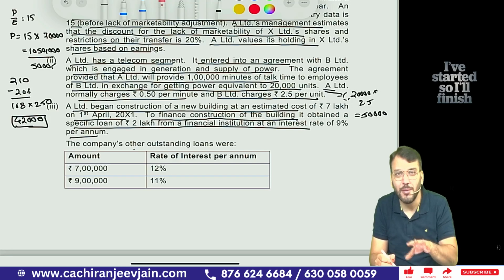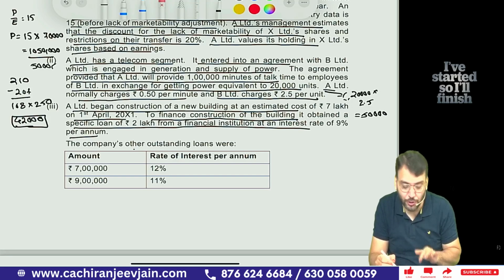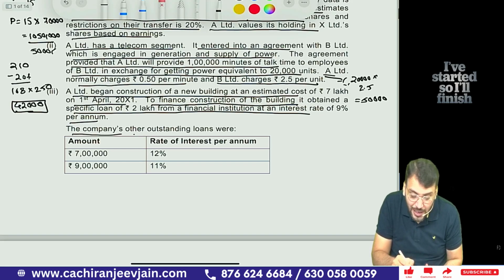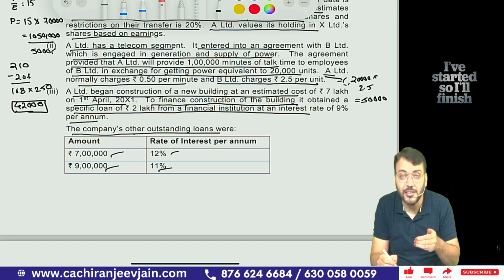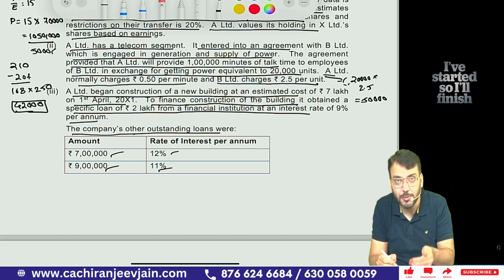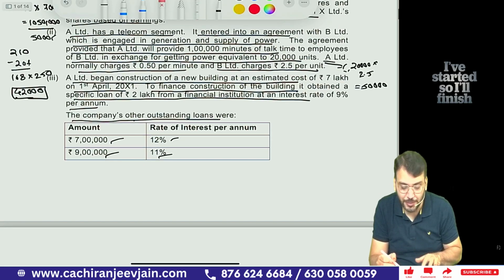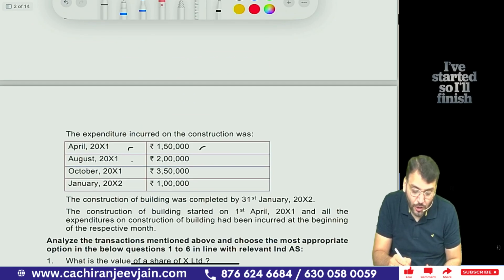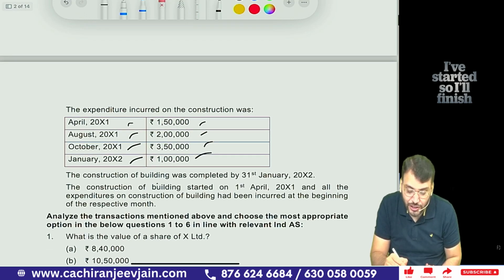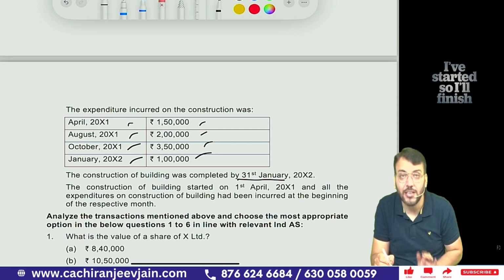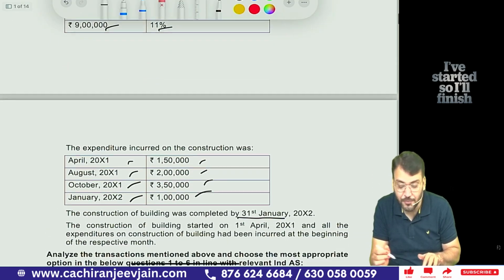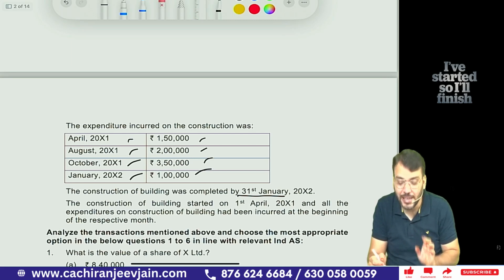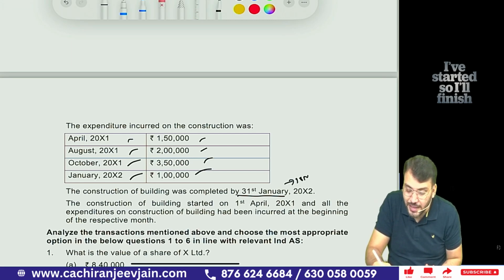From this, of course, we have understood it is a question of Ind AS 23, borrowing cost. The company's other outstanding loans were 7 lakh at 12% and 9 lakh at 11%. So other outstanding loans means this becomes non-specific borrowing, and of course it is outstanding from the beginning. The expenditure incurred on the construction: April 1 lakh 50,000, August 2 lakh, October 3 lakh 50,000, January 1 lakh. The construction of the building was completed by 31st January. So it started on which date? 1st April to 31st January means the capitalization period is how many months? It is a 10-month capitalization period.